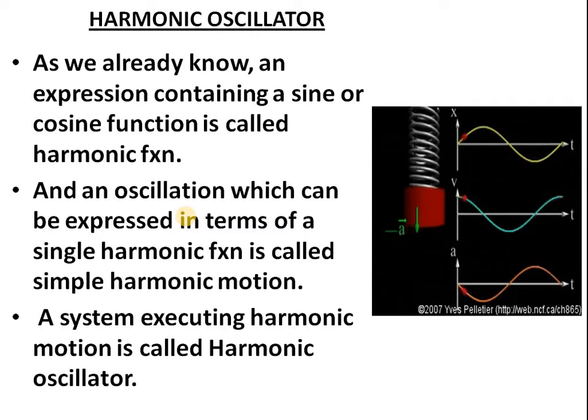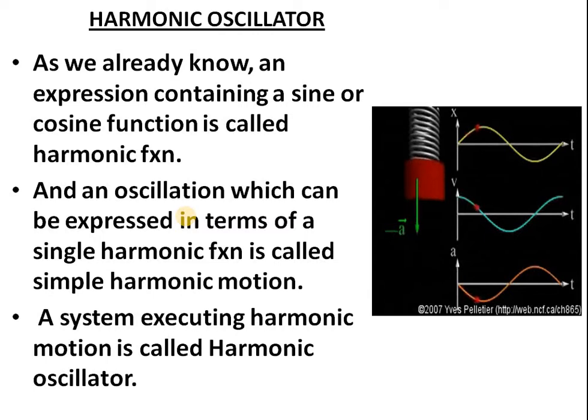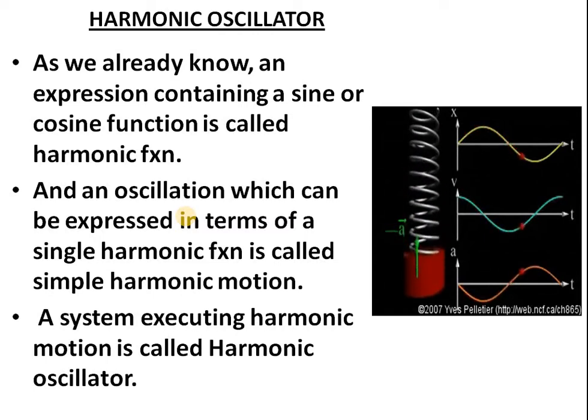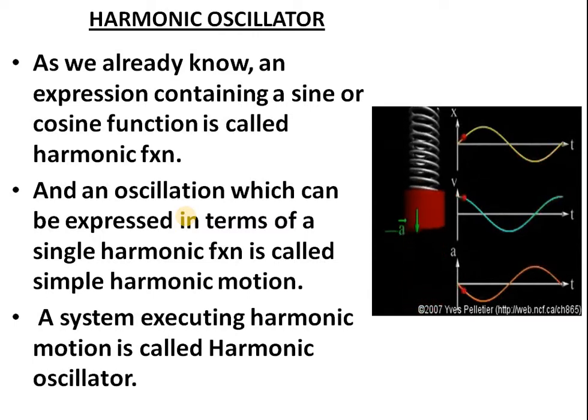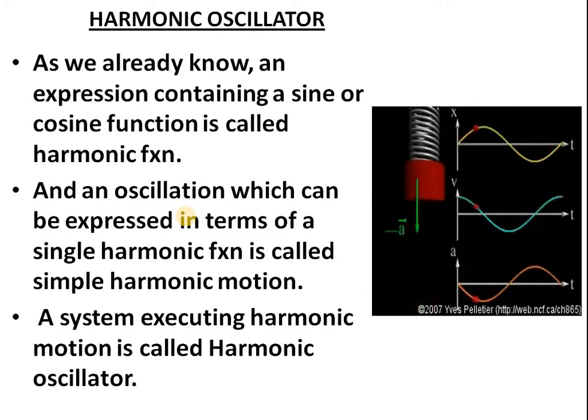So a system executing a harmonic motion which can be expressed using a harmonic function, either a sine function or a cos function, is called a harmonic oscillator. All motion happening in nature is not harmonic motion. Keep in mind, only a few are harmonic motion. For example, the vibration of a diatomic molecule we can call a harmonic oscillation, or a radio wave propagating in space.